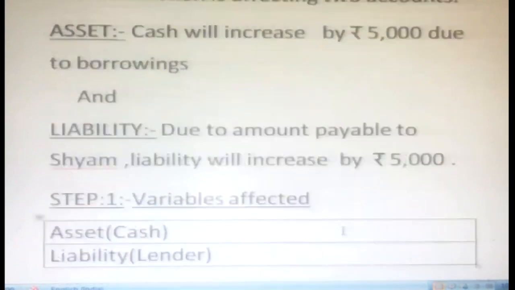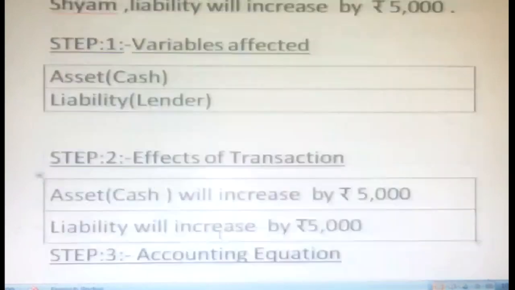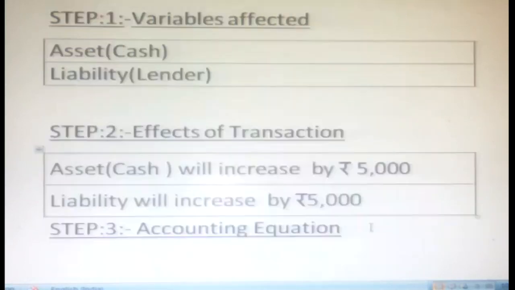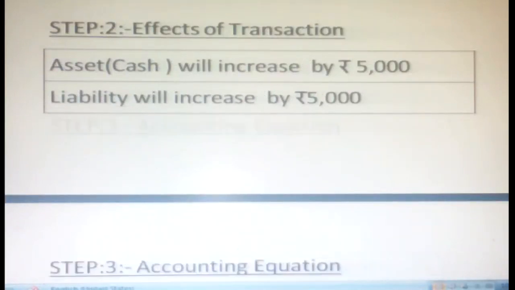So step number 1, variables affected. How? As an asset, in the form of cash. As a liability, as a lender. We got a loan from Shyam. So how are the effects of the transaction? Here, effects of the transaction. See, asset as cash will increase by 5,000. Because we got cash in the form of a loan, so liability will increase by 5,000 as a loan. How do you have to give the effect in the accounting equation? See here, how you have to give the accounting equation.